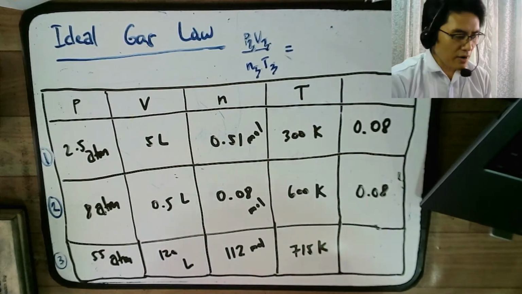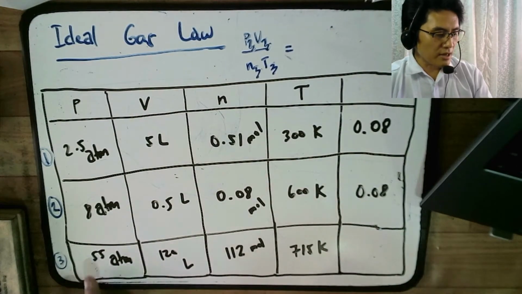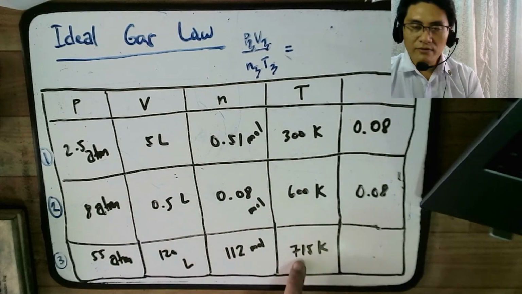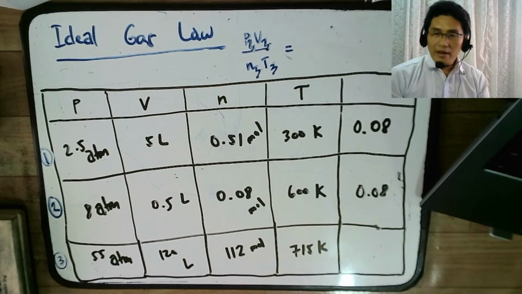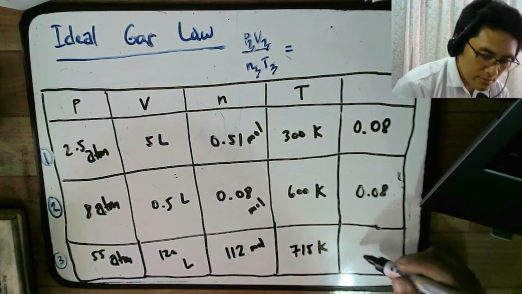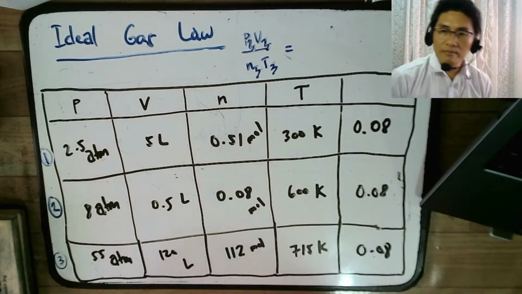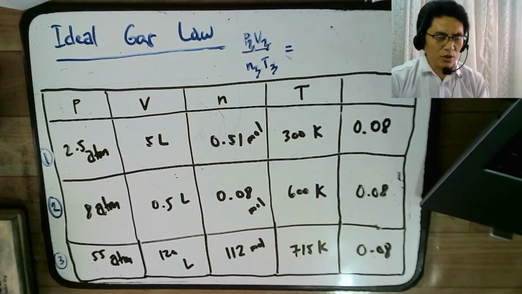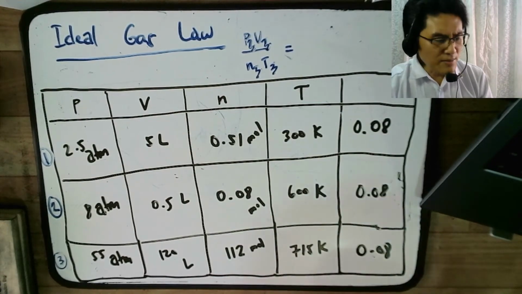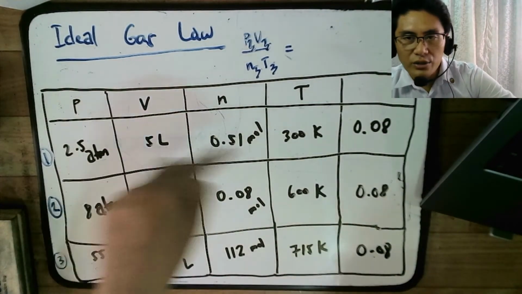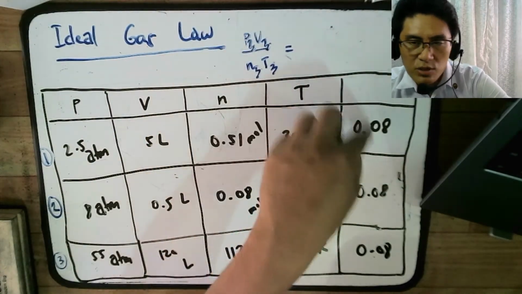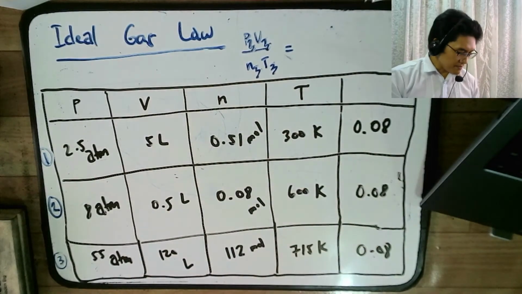Okay, again, I'm very straightforward. I can just simply calculate 55 times 120 divided by 112 divided by 715, and guess what? The answer is 0.08. Okay, and so what do you notice here? What you notice is that no matter how I change the values, when I calculate this, it seems to be a constant number.